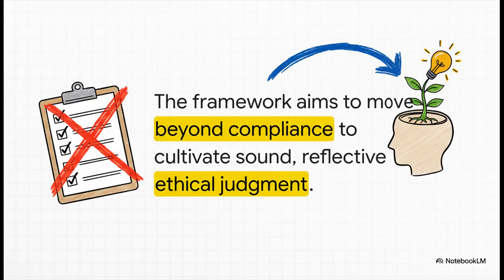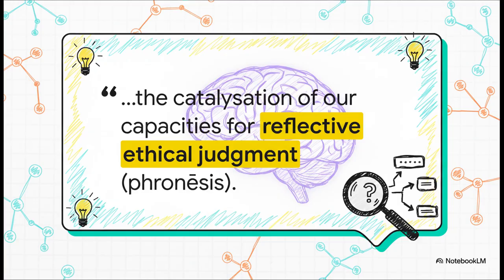So, as we wrap up, what's the ultimate point here? Well, the goal of this entire framework is not to create more bureaucratic rules for us to comply with. It's to empower us as researchers to cultivate and strengthen our capacity for sound, defensible, and reflective ethical judgment. And this final quote from the document really nails it. The goal is the catalyzation of our capacities for reflective ethical judgment. It's about developing a kind of practical wisdom, the ability to navigate these complex situations thoughtfully. That, more than any single rule, is what AoIR 3.0 is really all about.